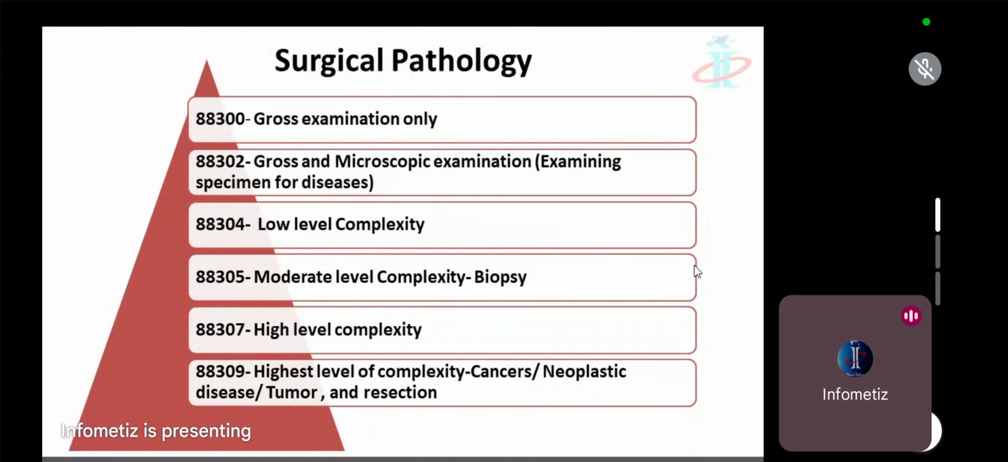Then, yesterday we have completed surgical pathology. Here what do we need to remember? What you said here? Number of specimens is equal to number of codes. Very good. And one more concept. For any level, only gross, 88300. Any level means any complexity, cancer, biopsy, anything. If only gross, 88300. Okay. If it is gross plus microscopy, then only you have to go for the levels.